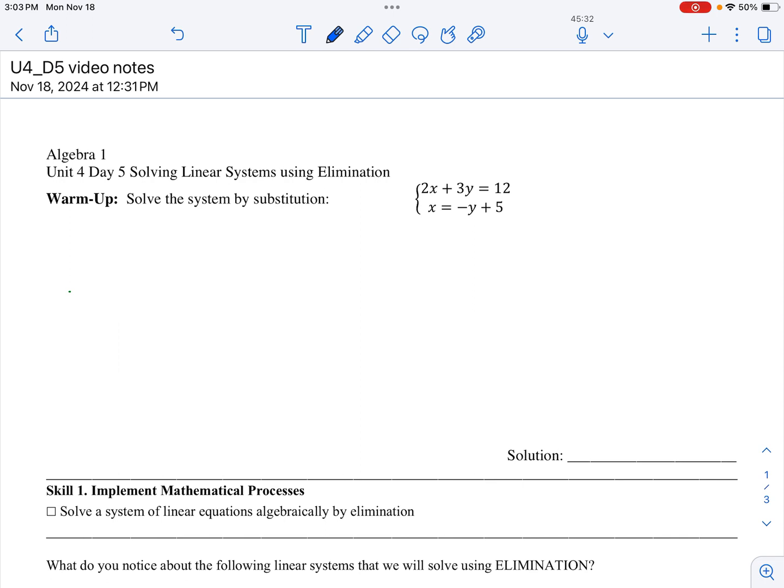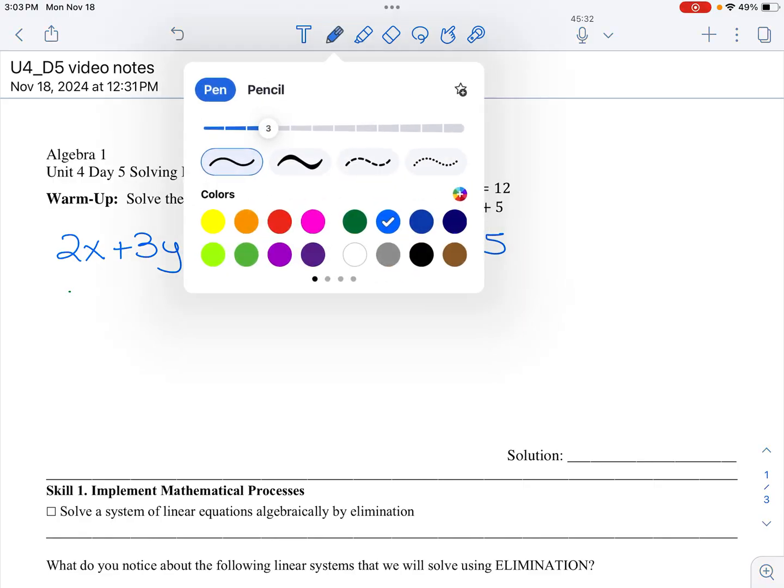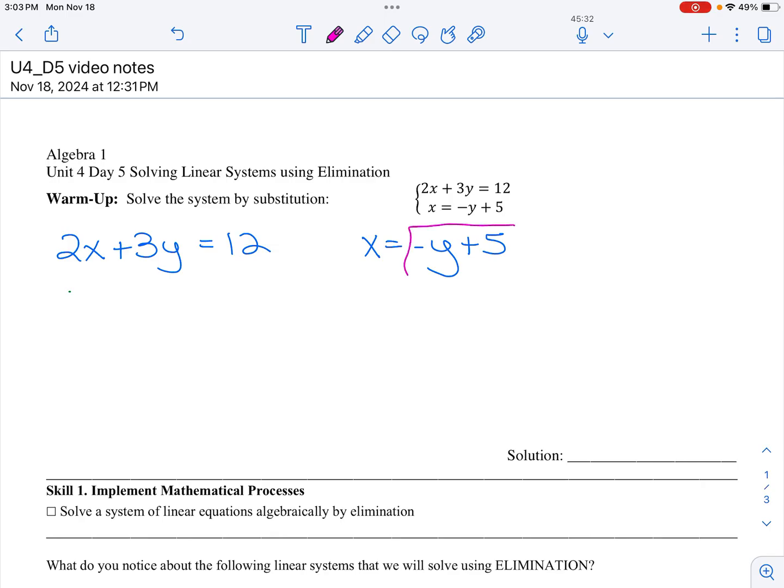Here we go, solve the system by substitution. So again, when I do substitution, I like to write my equations side by side, and I like to identify the equation that has the variable alone. The equation that has the variable alone is this one over here, x equals negative y plus 5. So I'm going to replace the x with negative y plus 5. So I have 2 times negative y plus 5 plus 3y equals 12.